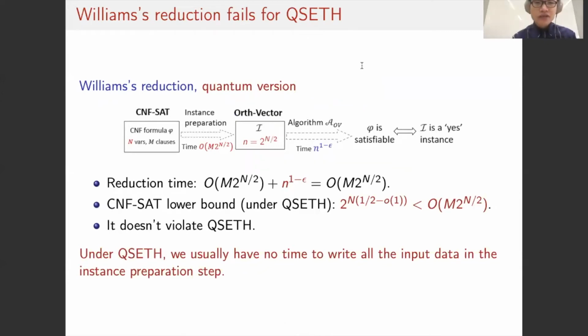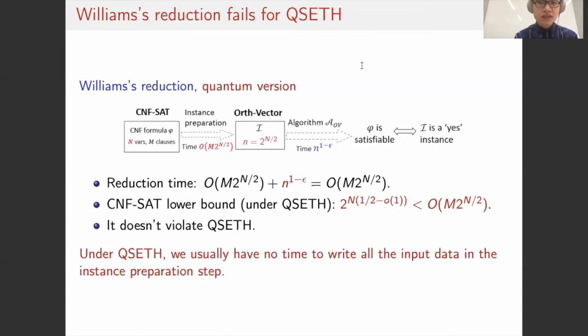We can directly translate it to a quantum version. Notice that in this case, the first step, instance preparation, is unchanged. The only thing we change from classical to quantum is that we can only assume the running time of the orthogonal vector problem is n to the 1 minus epsilon instead of n to the 2 minus epsilon.